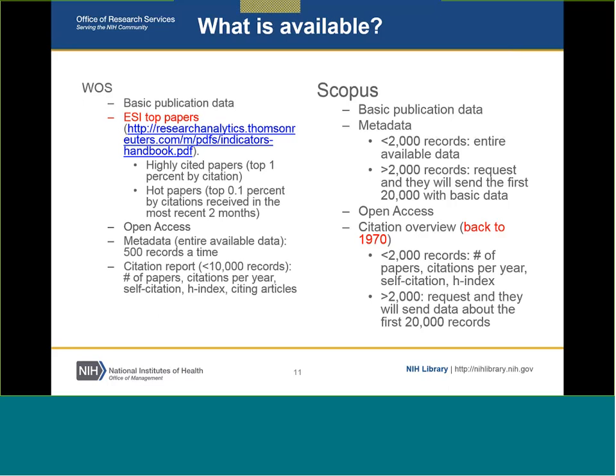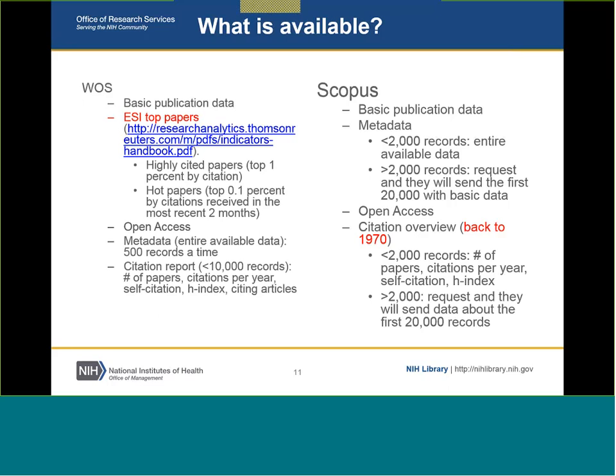Okay, so what is included in the citation report are the number of papers and citations per year, and you can look at the self-citation count when you do a little bit of math. You can also look at the h-index and citing articles. For Scopus, you can see that basically they cover almost the same thing. So you have basic publication data, you also have metadata. It's just that they do not provide links to top papers or highly cited papers. They do not really do that.